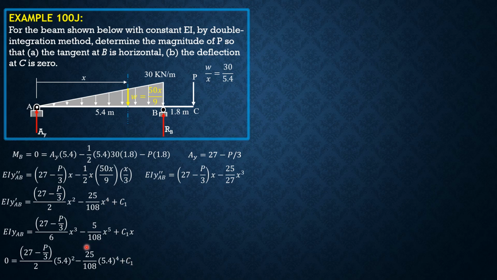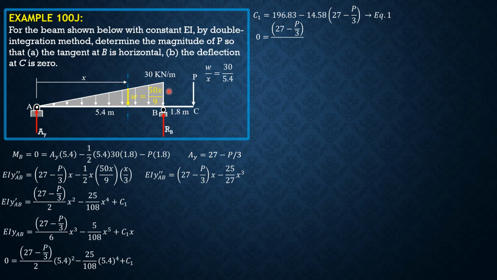So C sub 1 is 25 over 108 times 5.4 to the 4th minus this value times quantity 27 minus P over 3. So that would be 196.83 minus 14.58 of quantity 27 minus P over 3. Take note that C sub 1, which is equal to this, equation 1, is established for the condition in the problem that the tangent at B is horizontal, not the slope. Not the deflection at B is 0. So the deflection at B is always 0 because this is a support.